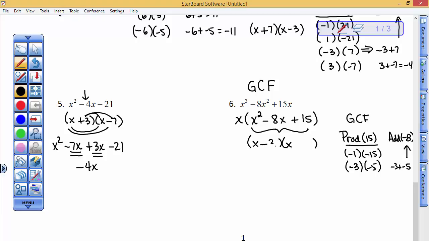If I were to check this, I would FOIL this first and then multiply it all by x to see if I got what I started with. Let's look at a few more. So just because, I'm going to keep this right here.